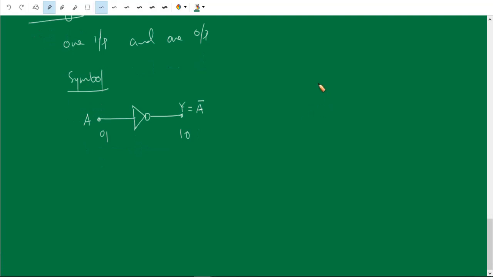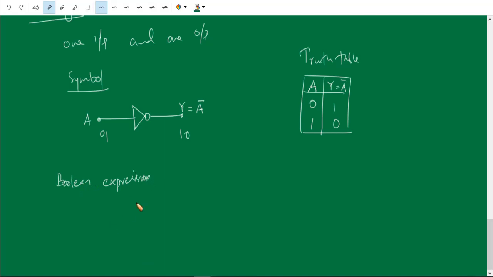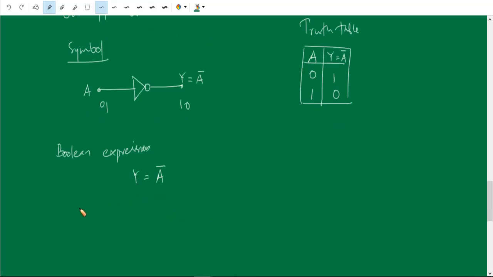So we can draw the truth table. First A: if 0 voltage is applied, then the output will be 1. If high voltage, 5 voltage, is applied, that means the 1 state is at the input, then the output will be 0 state. The Boolean expression is, output Y is A not, a complement, we can say that.